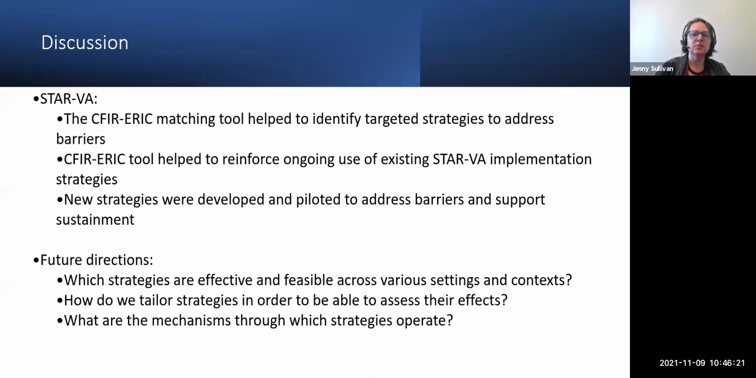Now, in terms of future directions for research and implementation strategies more generally, outside of STAR-VA, there are 3 main things. I think there are others we could add to the list, but the 3 I wanted to highlight were: which implementation strategies are really effective and feasible across various different settings and contexts? How do we tailor strategies in order to be able to assess their effects? And then, what are the mechanisms through which these strategies operate?